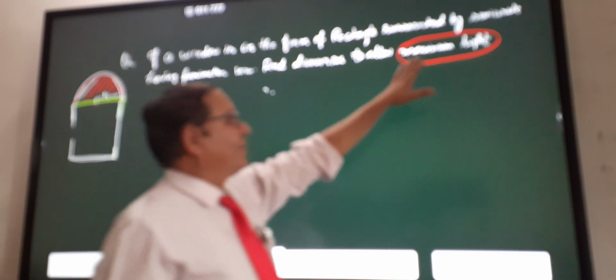In place of "allow", "admitted" may also be written. So the meaning of both is the same. For understanding, the important thing, the keyword, is maximum light.